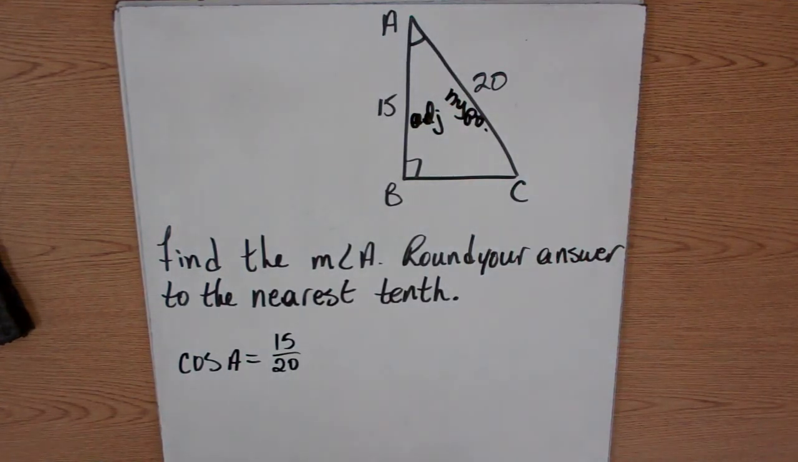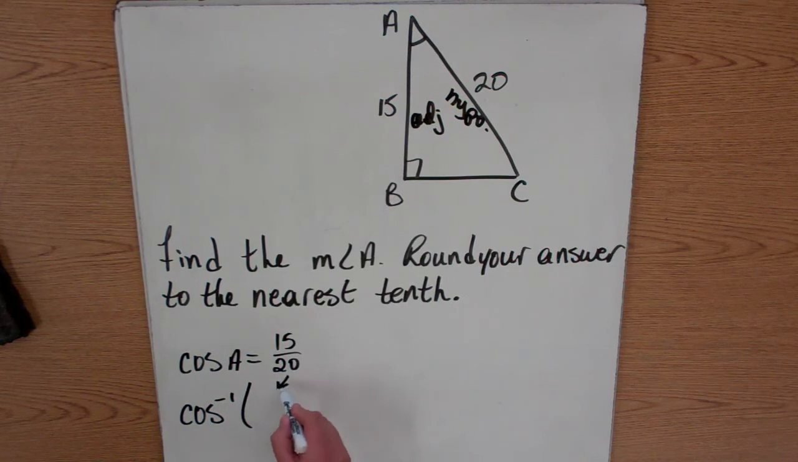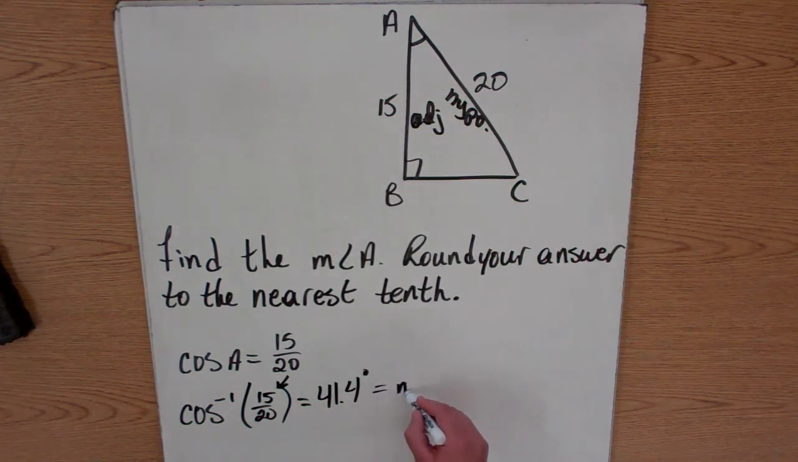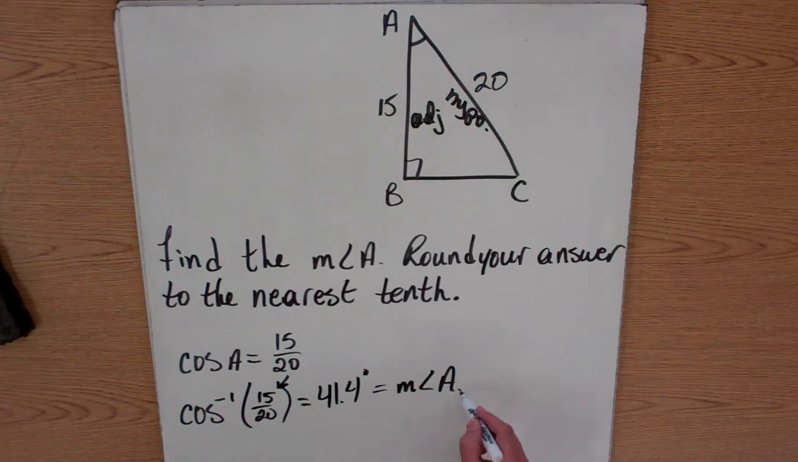Alright? So now we're going to do second cosine on our calculator to bring up the inverse cosine, and we're going to drop the 15 over 20 in there, and then we're going to hit enter. And you should get 41.4 degrees. So that equals the measure of angle A.